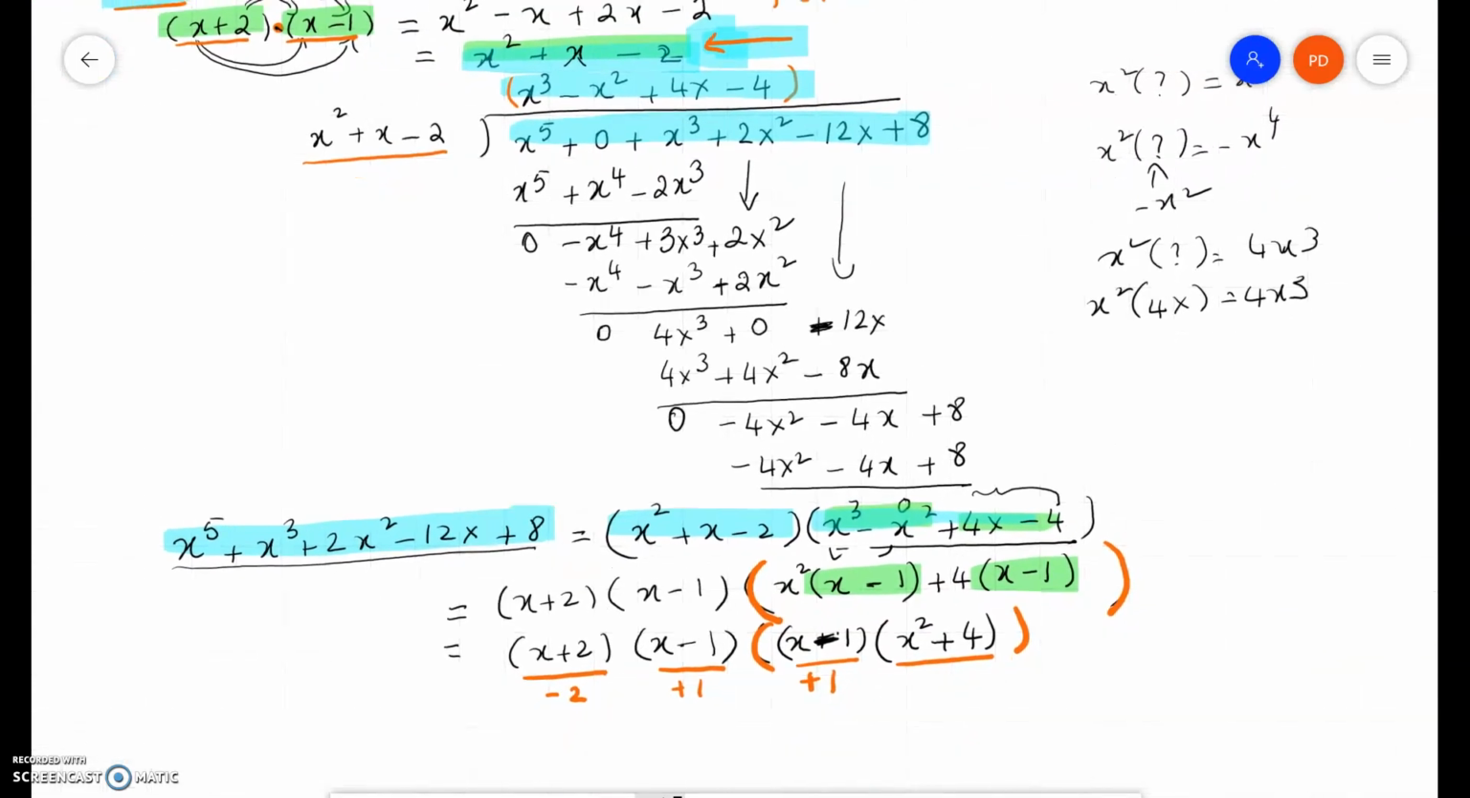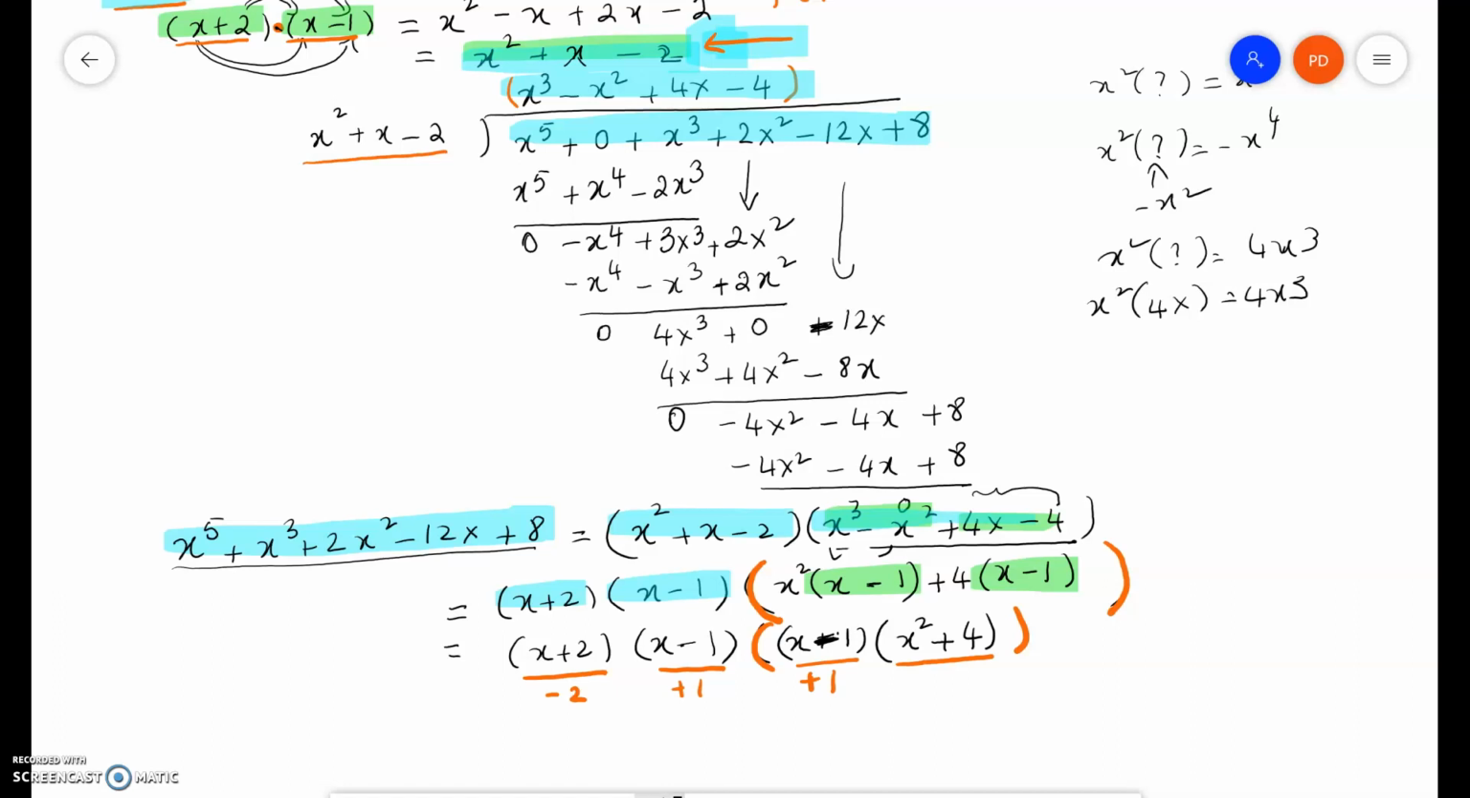So what we're trying to do throughout is to find all zeros, and all zeros can be found by factoring the entire expression. So x squared plus x minus 2 is x plus 2 times x minus 1, right? That's how we got x squared plus x minus 2. Now x cubed minus x squared plus 4x minus 4 can be factored, and luckily grouping works.